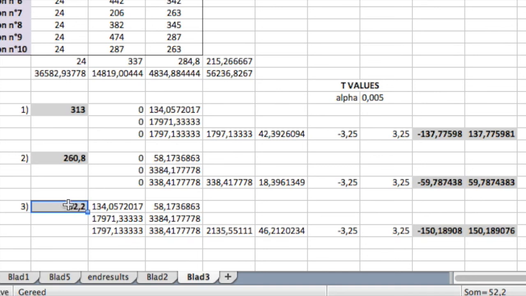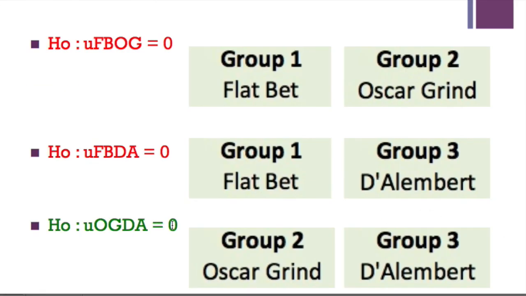Here, the third t-test, 52.20, is not greater than 150.19. It's not in the rejection region. We cannot reject the null hypothesis. So it is true that there is no significant difference between Oscar Grint and D'Alembert. So that's why gambling is so complicated. It's always different.